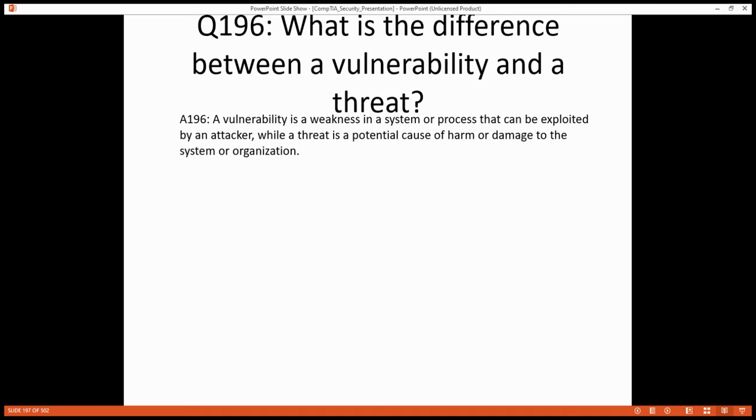Q196. What is the difference between a vulnerability and a threat? A196. A vulnerability is a weakness in a system or process that can be exploited by an attacker, while a threat is a potential cause of harm or damage to the system or organization.